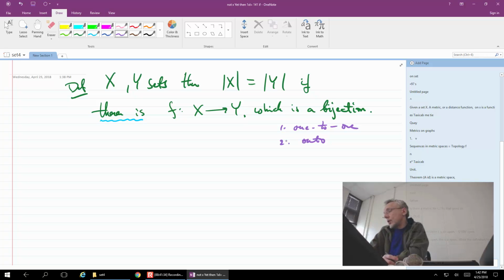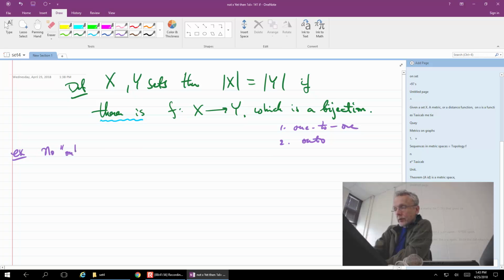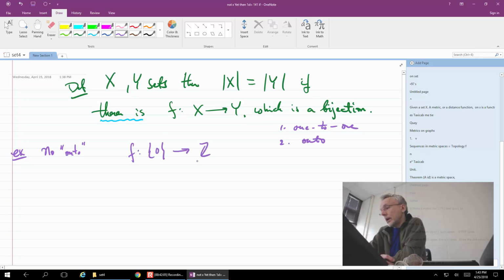So what if we drop one of these conditions? Let's think of sets that would not be considered of the same size. If you pick one-to-one and drop onto, it's uncomplicated. Take a function f from a one-element set to, say, the integers. It is one-to-one, but by no stretch of imagination can you think of these two sets as equal.